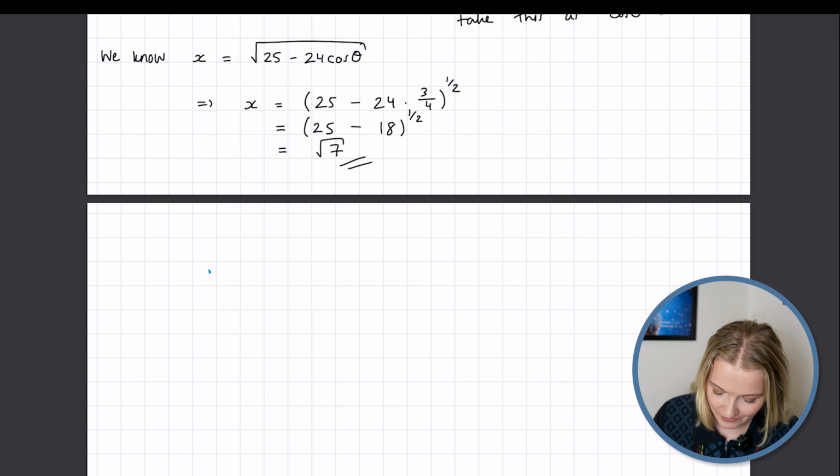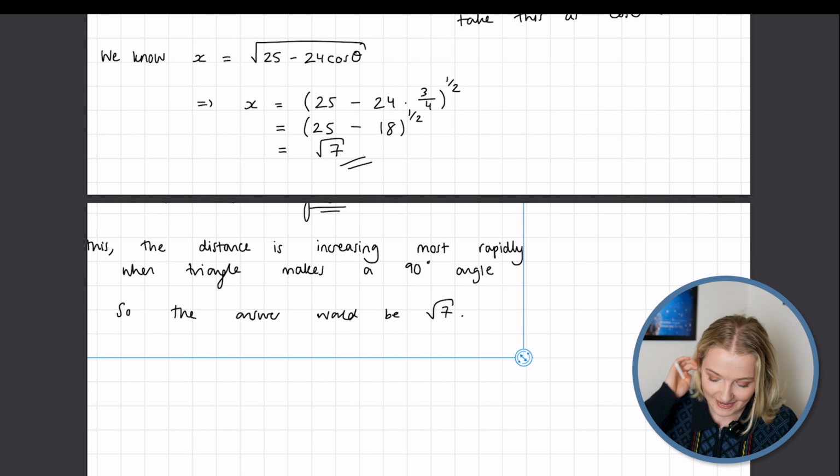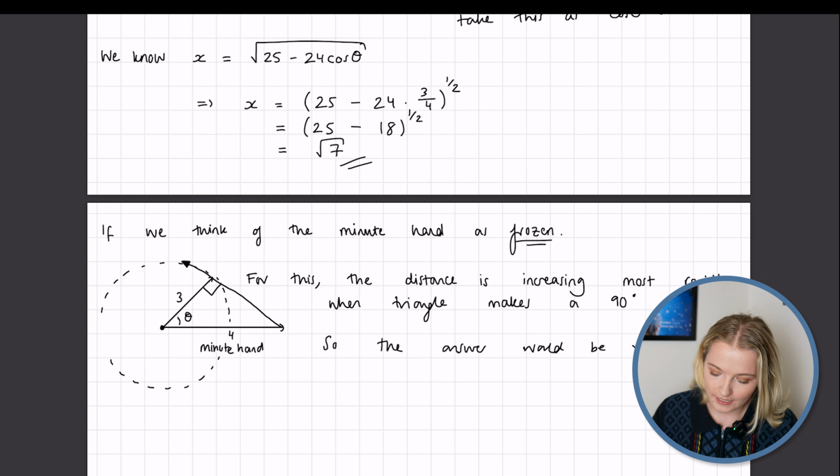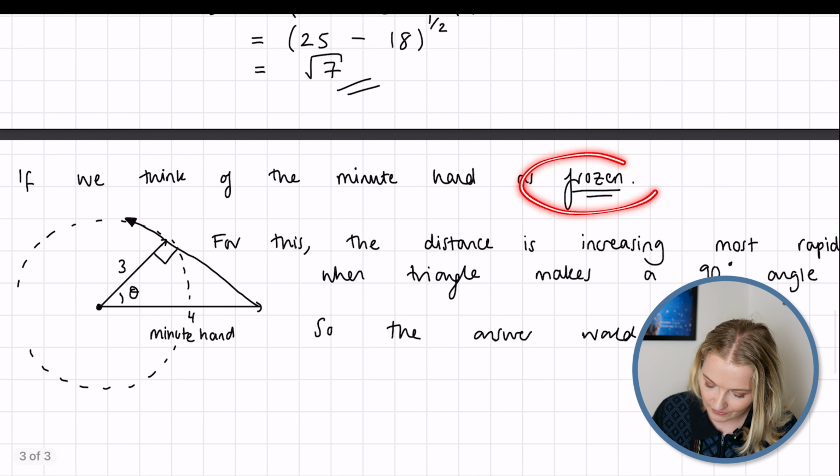Now, I mentioned at the start of the video there's a really simple solution to this that takes 30 seconds, and I'm going to show you it now. For the sake of the length of the video, I'm just going to show it really quickly here and just copy it. The trick is to think of the minute hand as frozen, as if it's just frozen in time on the clock itself.